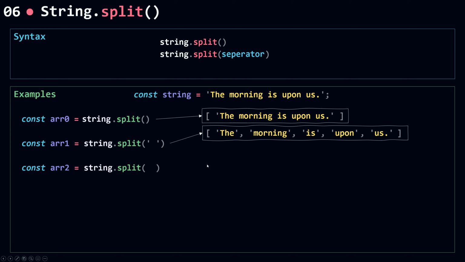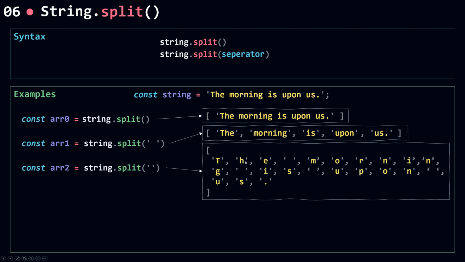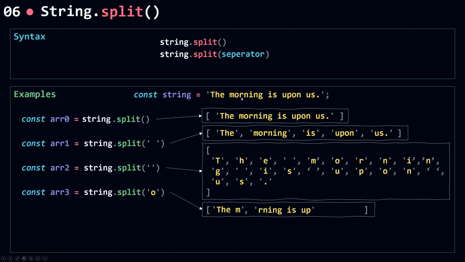Now I'm going to use an empty string. When you use an empty string, the split happens everywhere, so you're just going to get all the characters separated inside an array. Now if I call split with o, for example, as the separator, I'm going to split my string on o's. The first substring will be this section here, the m, then the second one will be this, on is up, and then the last one is going to be n as.